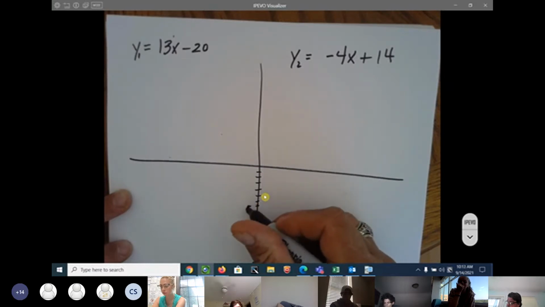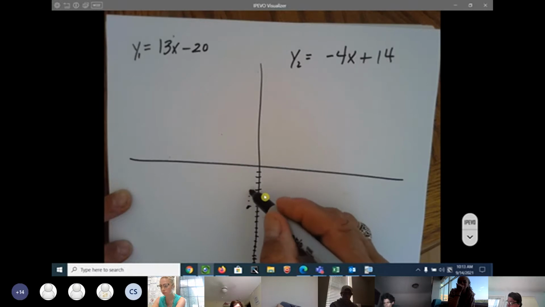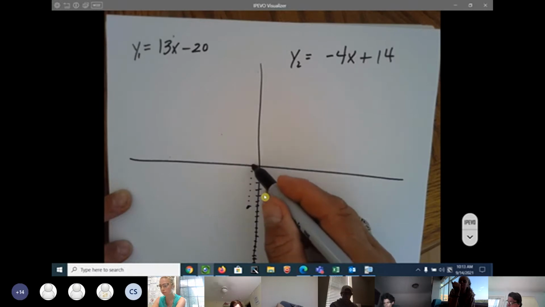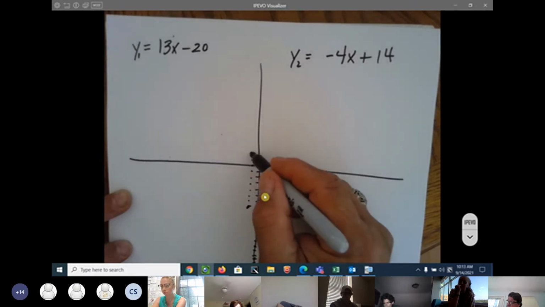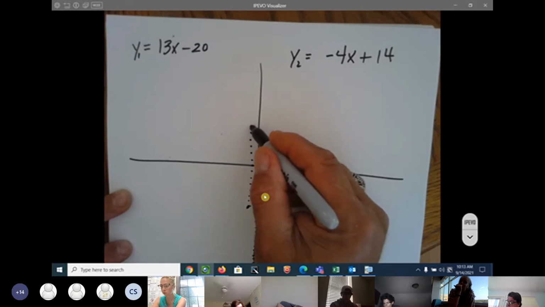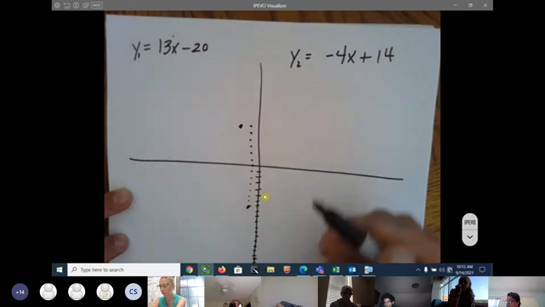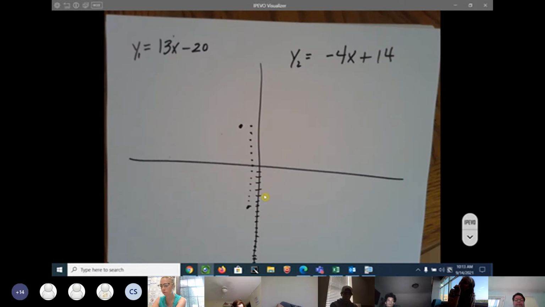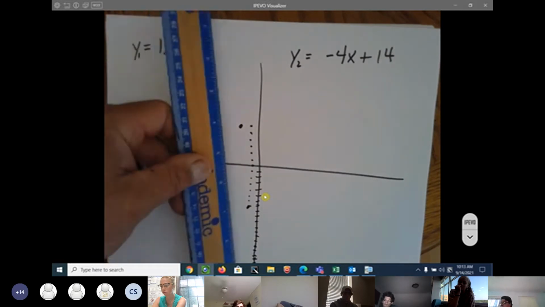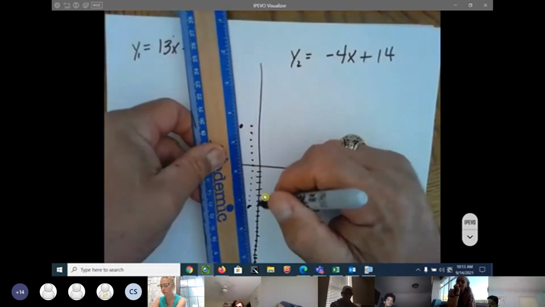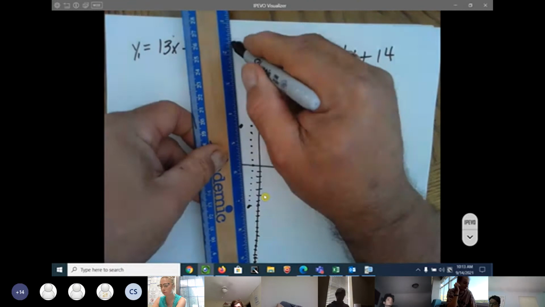1 over. Counting 13 up again, 1 over. So there's that line. That line's looking something like this.